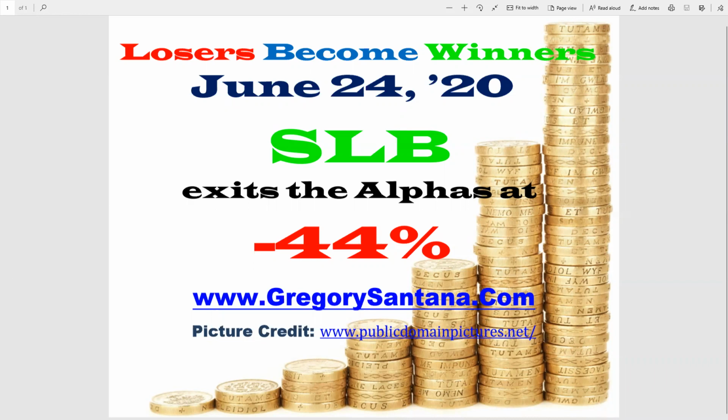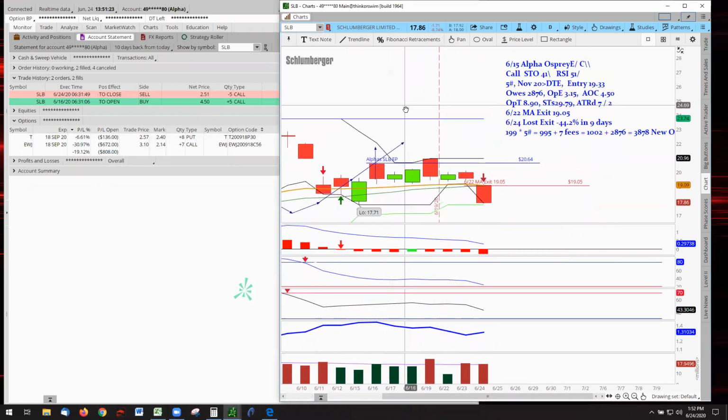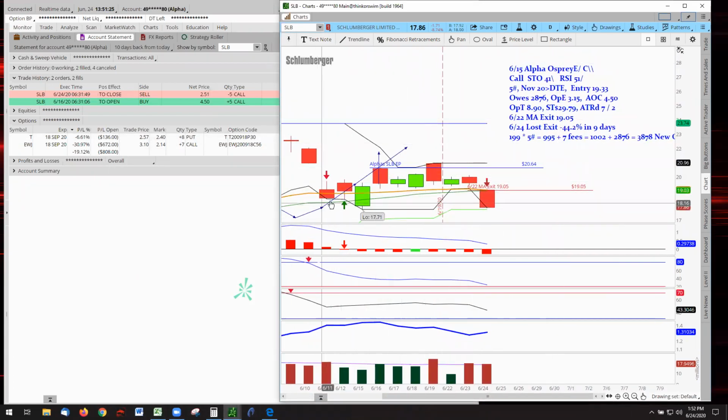SLB exits Alphas with a minus 44%. Let's look at that chart. There it is, SLB. Remember, this strategy was a moving average: closing above the moving average, and getting out if it closes below.